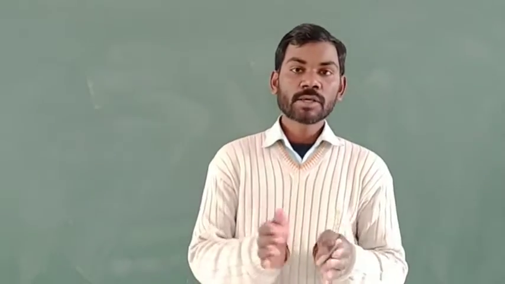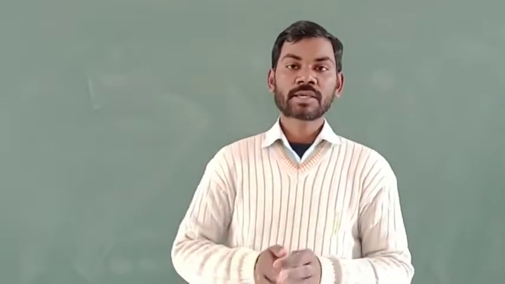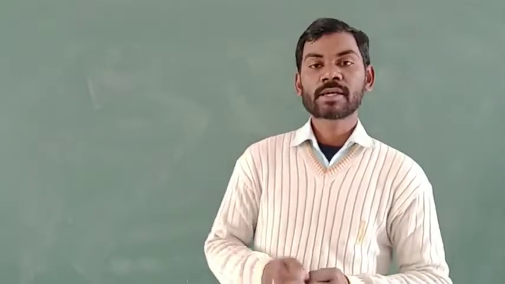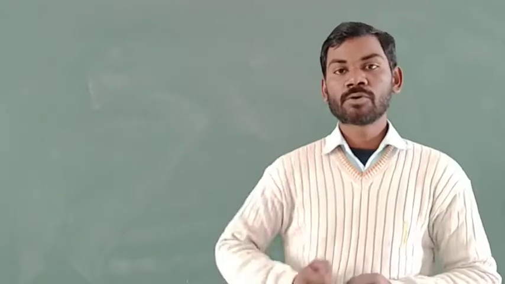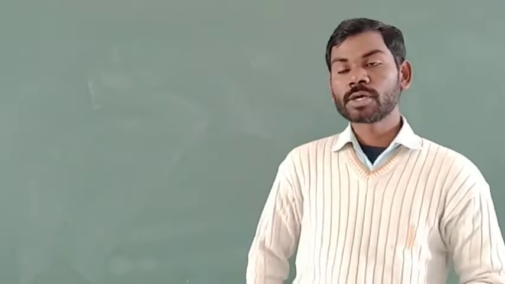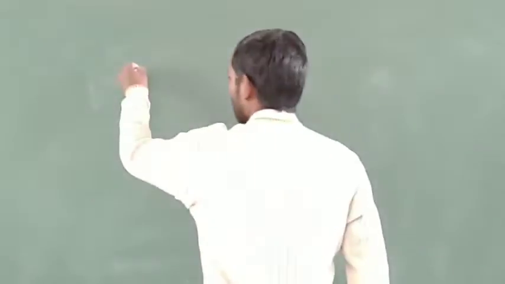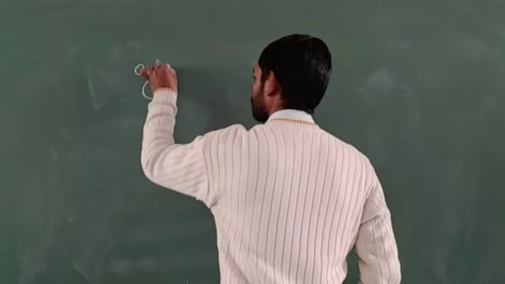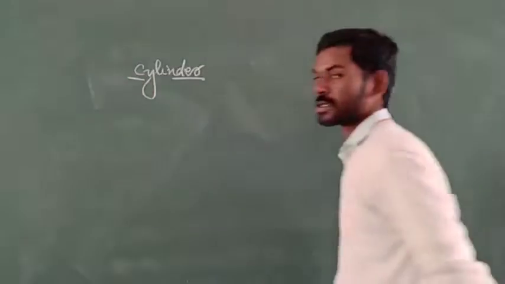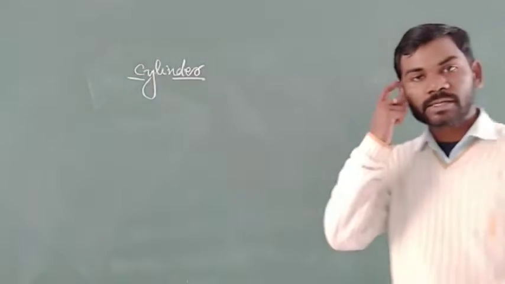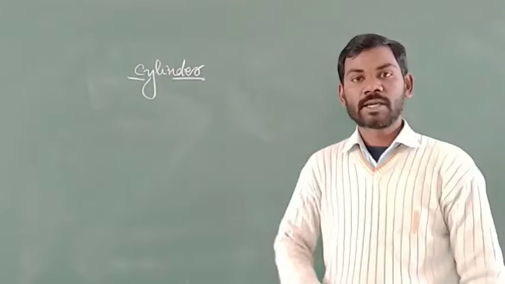Whenever we join a rectangle and a circle together, we get a different kind of 3D shape which is generally known as a cylinder. So here we are going to discuss the cylinder. Let us see what a cylinder is.